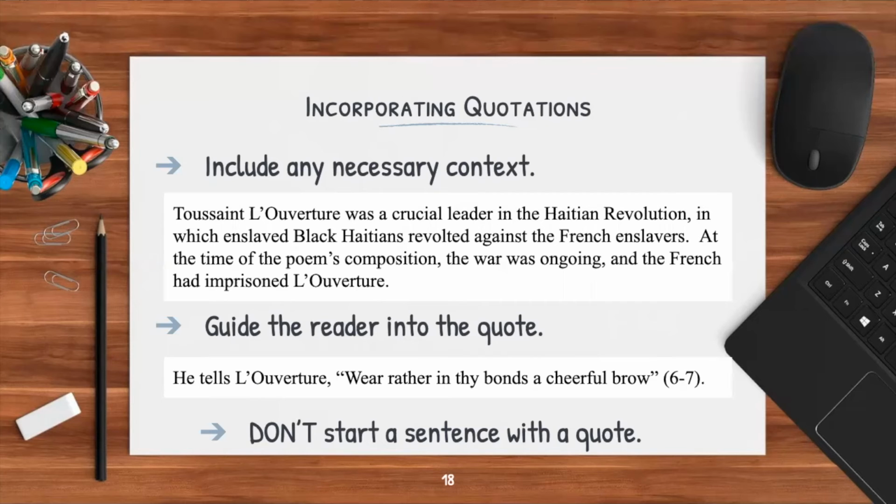So then guide the reader into the quote with some kind of introductory phrase. Here we have, he tells Louverture, comma, "wear rather in thy bonds a cheerful brow," as the actual quote from the text. And don't start the sentence right on the quote. It needs some kind of little introduction.